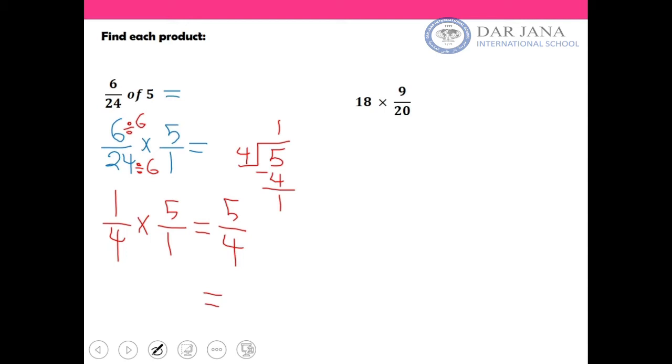So this one here, the quotient, goes outside, which is going to be a whole number. In the fraction, the denominator, I don't change it. So it was 4, so I'm going to keep it 4. And then the remainder goes up as a numerator. So the answer is 1 and 1 over 4.